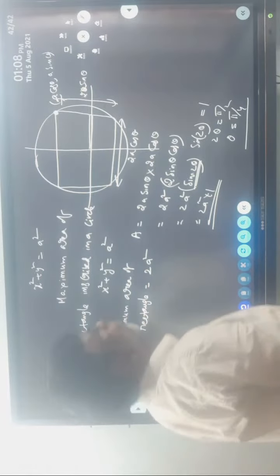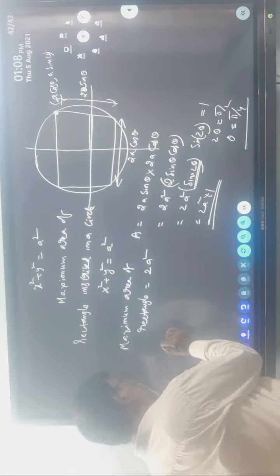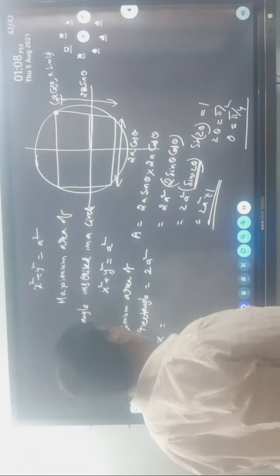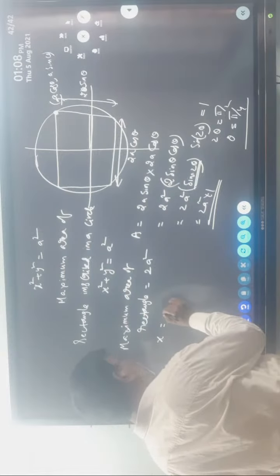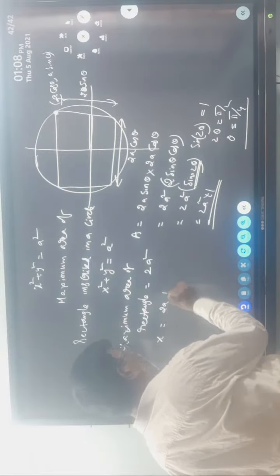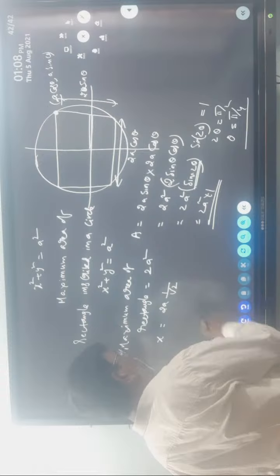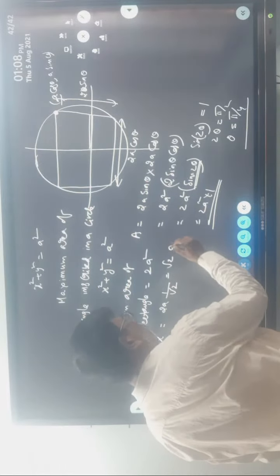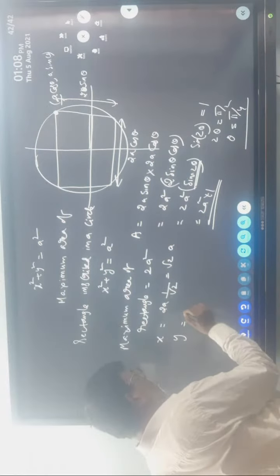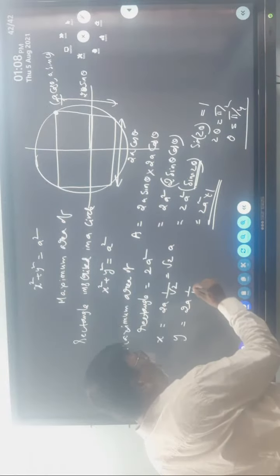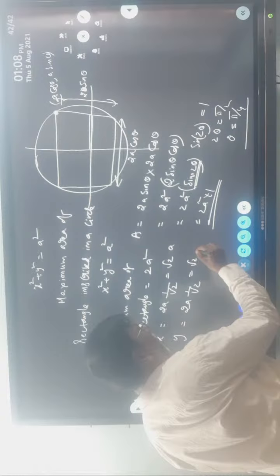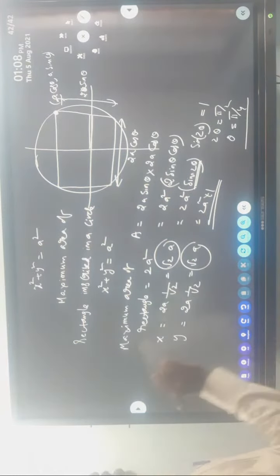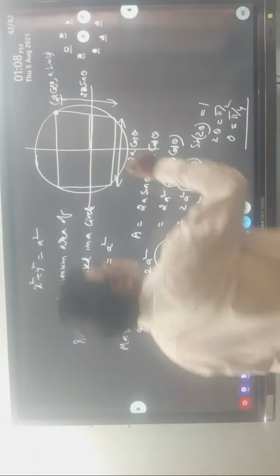If you want to find the length, what is the length? x is 2a cos theta, that is 2a cos 45, which is 1 by root 2, so it is root 2 a. Y is 2a times the same 1 by root 2, which is root 2 a. So length into breadth gives 2a square. This is a very important shortcut. Remember, that's why I am explaining this.